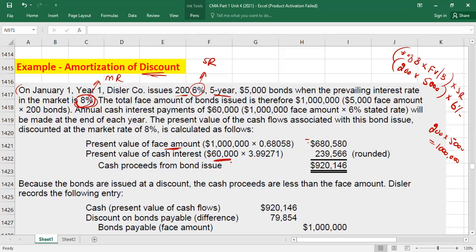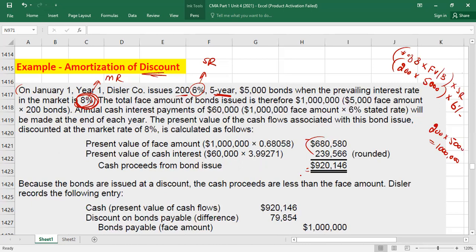And this 60,000 you will multiply with the annuity factor. From where will you get it? Present value of ordinary annuity table. Look at market rate. What's the market rate? 8 for how many years? 5 years. You will find this value there. Right? Now multiply. So this will give you present value of interest also. And simply you will add these two present values. This is going to be cash proceeds or total present values. Understood?